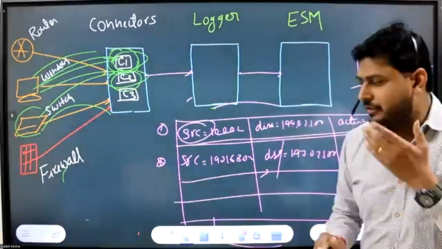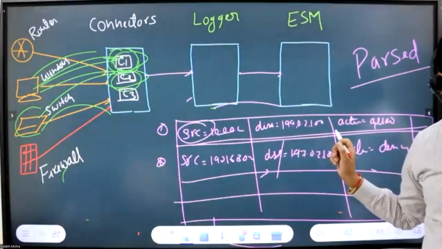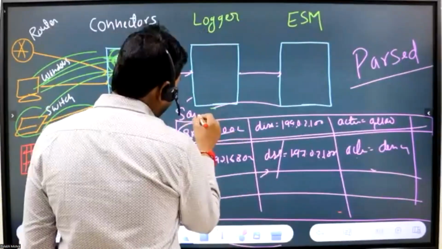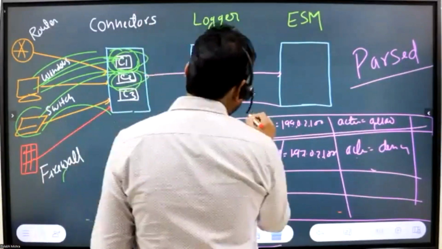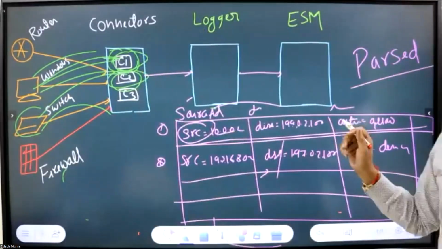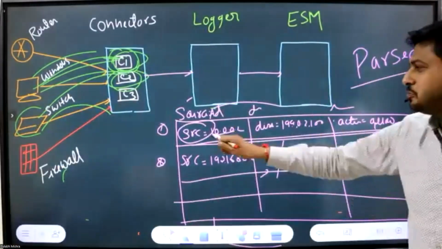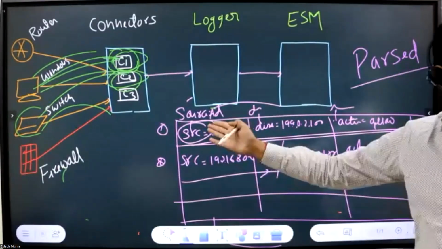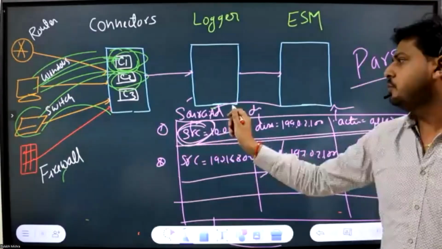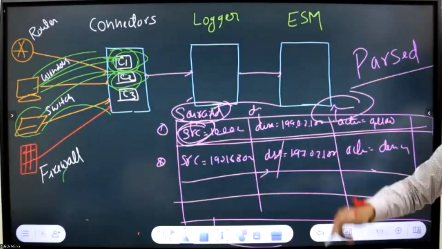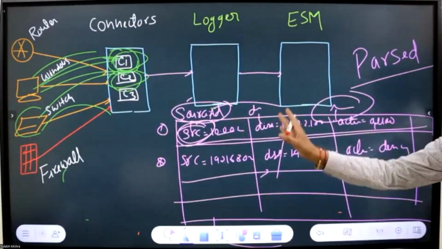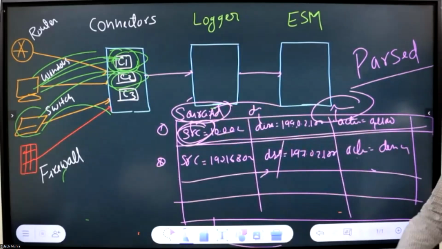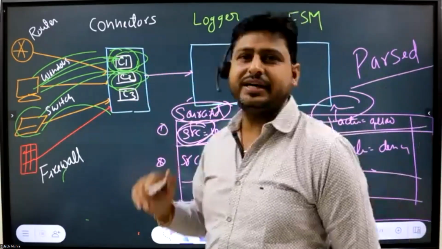After parsing, the device's field set will change to, for example, source address in a common format. Source address, this is destination address, this is device action. Means your SIM-defined field set. This process is called normalization. Mapping the device-specific field set with the SIM-defined common field set is called normalization. So first parsing will happen, and after that, it will normalize. Both processes happen on the connector itself.